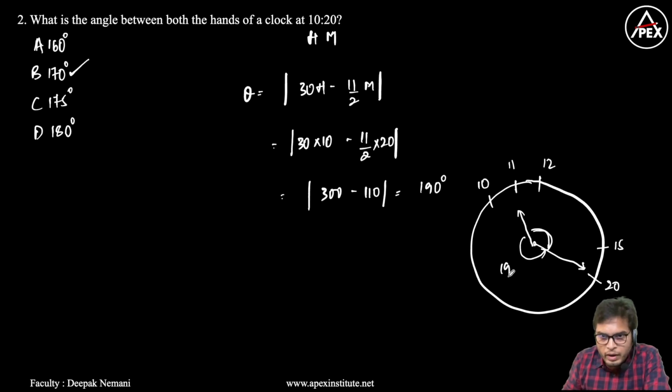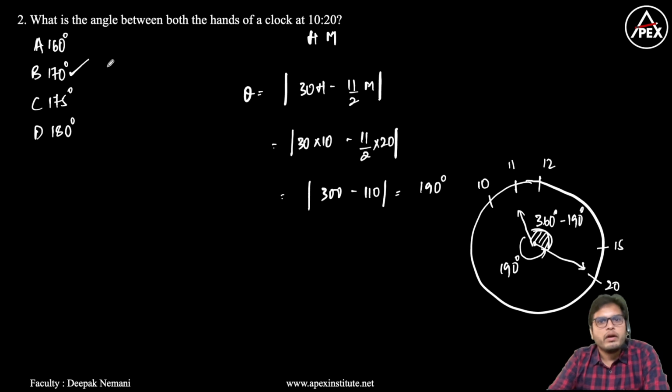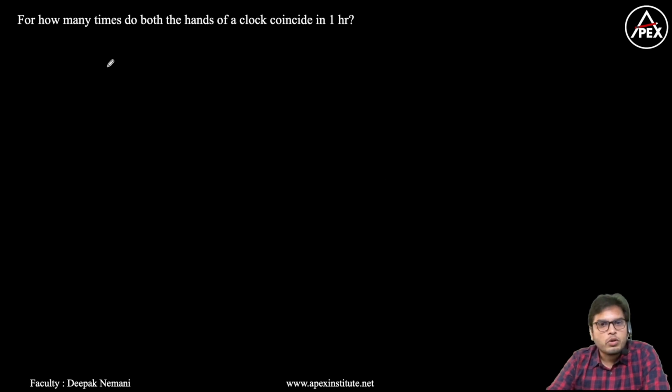So this angle is 190, right? Now, but what if this is mentioned in the options? Now, how can we get this angle? Simple, 360 degrees minus 190 degrees, which should be 170 degrees. And that should be the answer for this question, right? Now moving ahead to next concept.